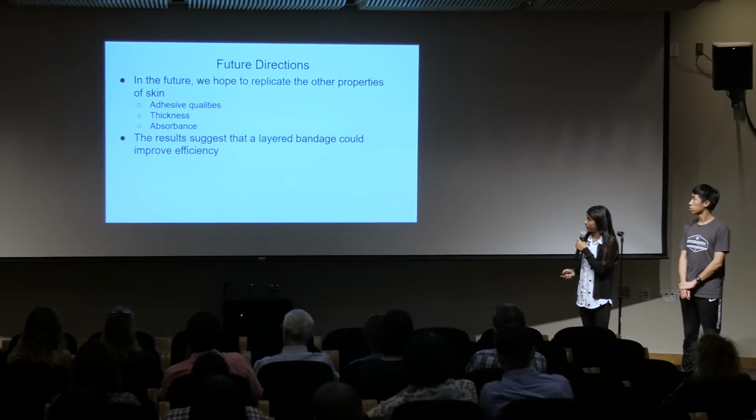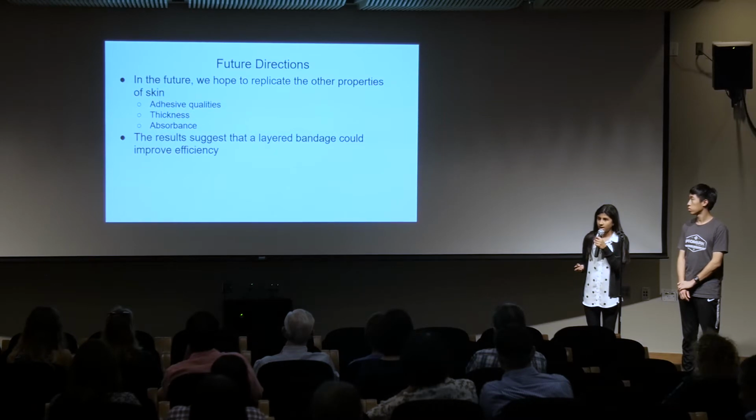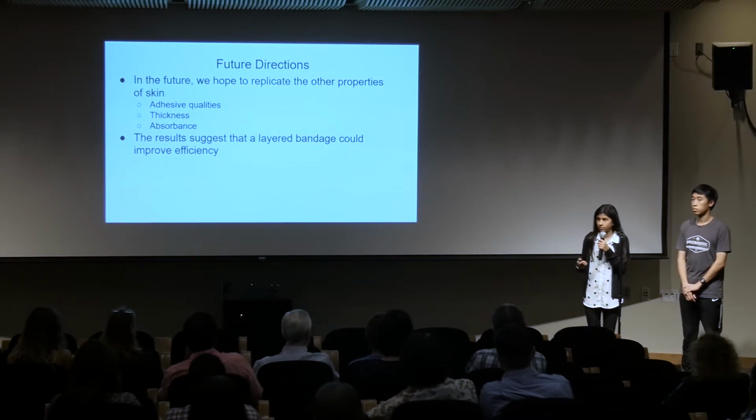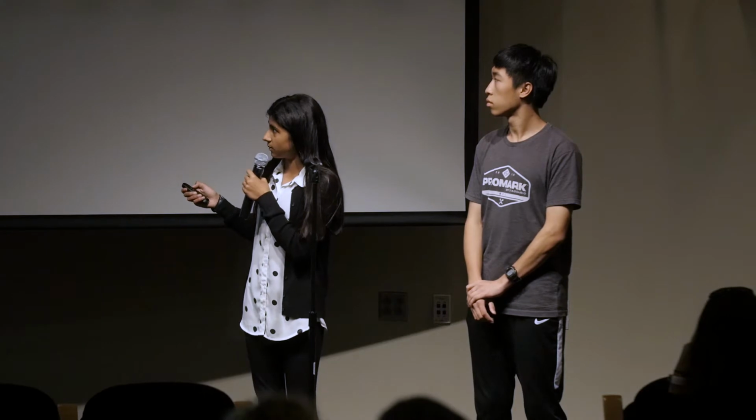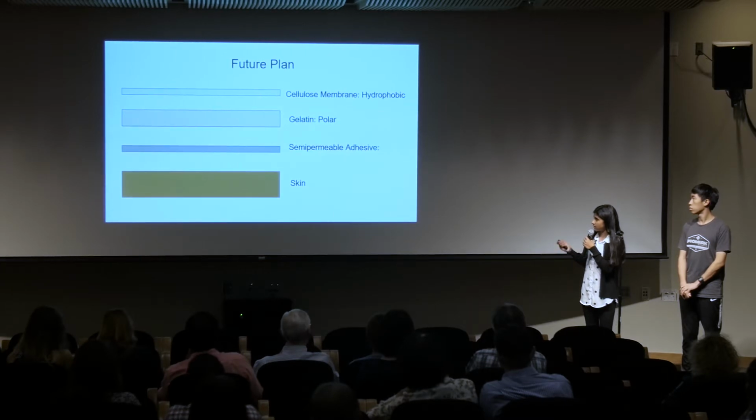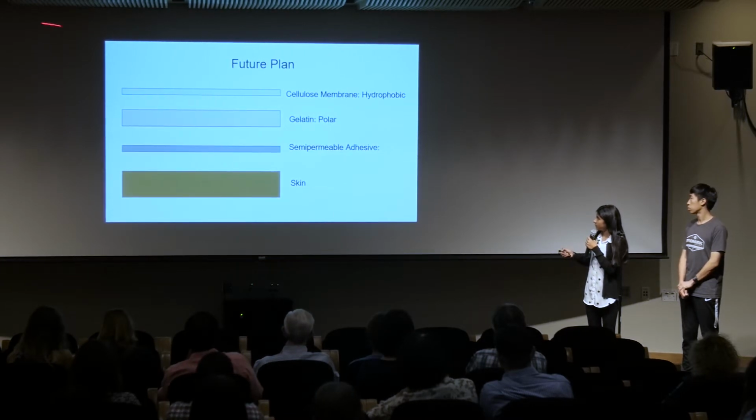In the future, we hope to replicate other properties of skin, such as adhesive qualities, thickness, and absorption, so that it replicates skin as much as physically possible because we want it to be comfortable. The results we found suggested that a layered bandage would help improve efficiency a lot. This is generally the plan we were thinking about. We would have gelatin as the base because of its healing properties, and then above it, a cellulose membrane.